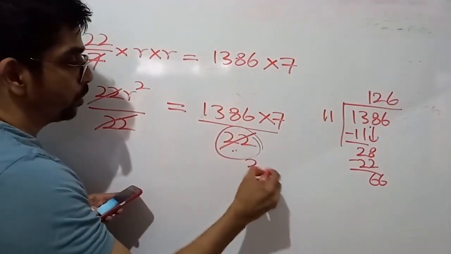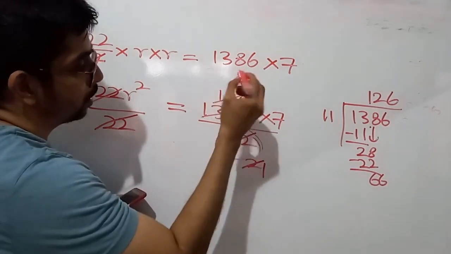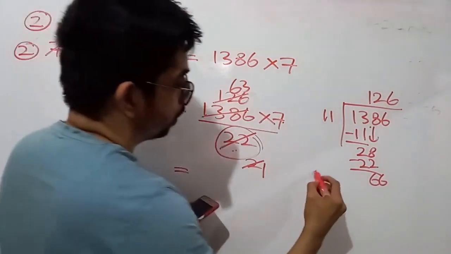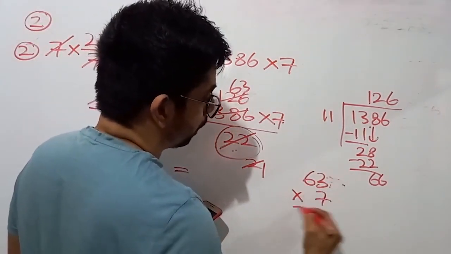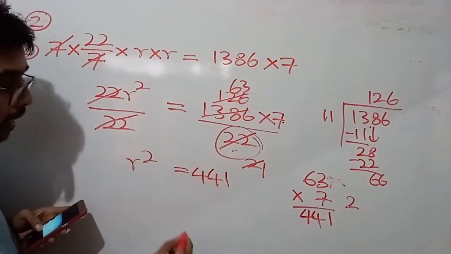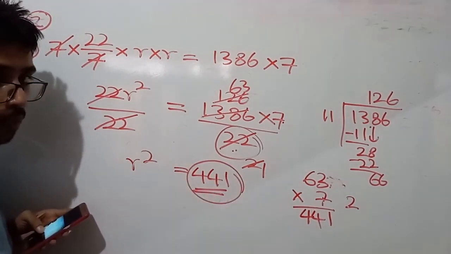So 11 times 2, 11 times 126. 2 times 1, 2 times 63. Right? So 7 times, so 63, multiply that by what? 7. So r square, that is equal to 441. Right? So we now know how to find the square root of 441.